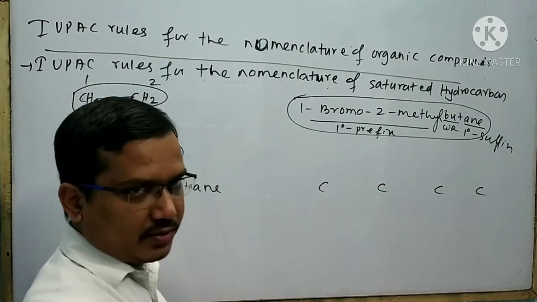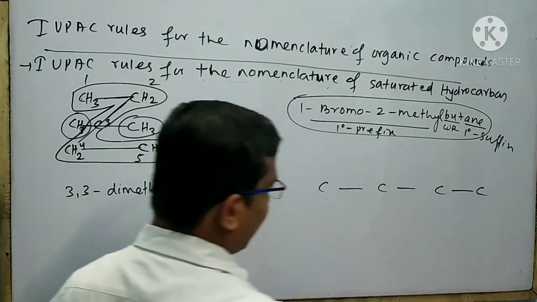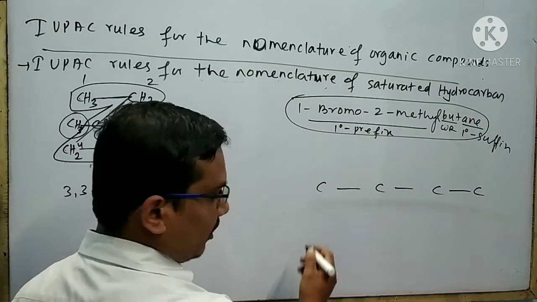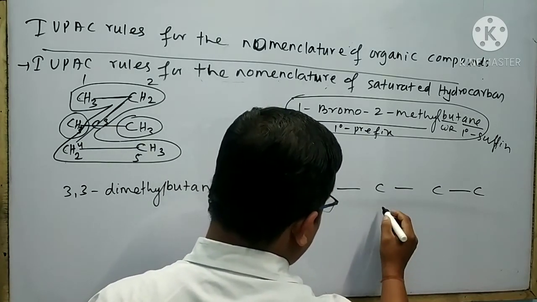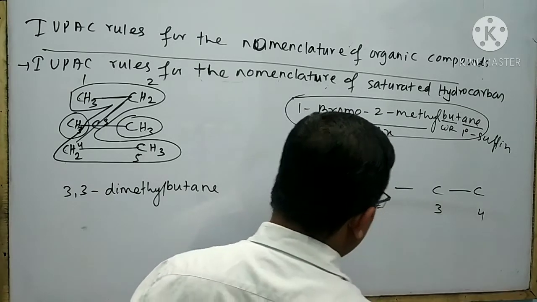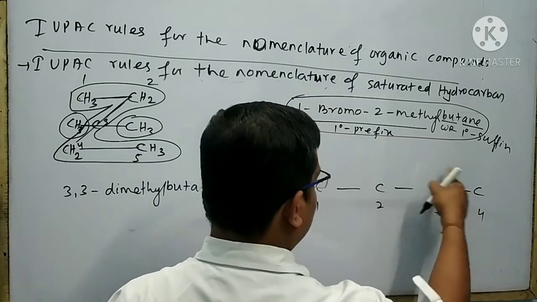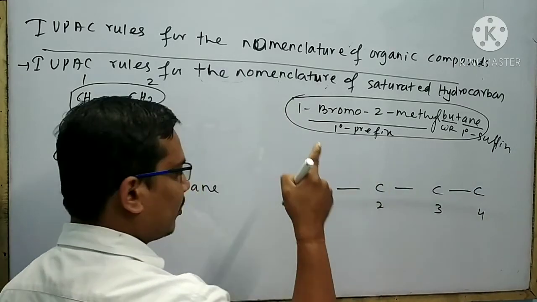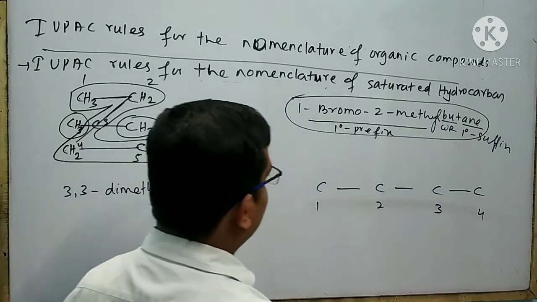Here N is present, so it is bound to give single bond in between the carbon atoms. Suppose I will think that this is the first carbon, then it is bound to think that this is the second carbon, this is the third carbon, this is the fourth carbon. You can also think that this is the first, this is the second, this is the third, this is the fourth carbon. As your choice, you can do any types of numbering.